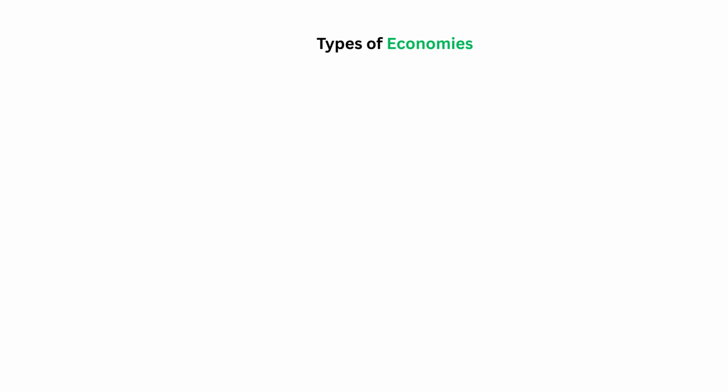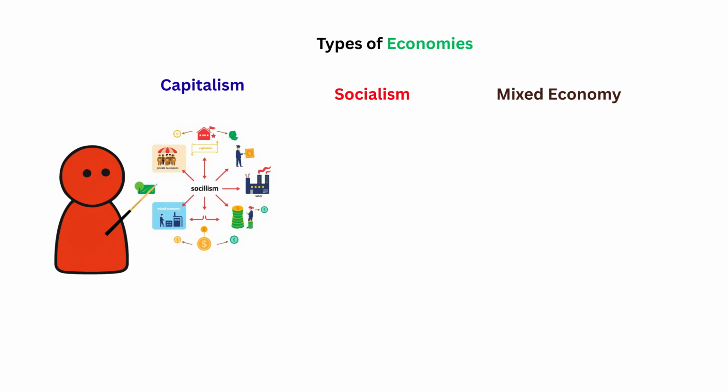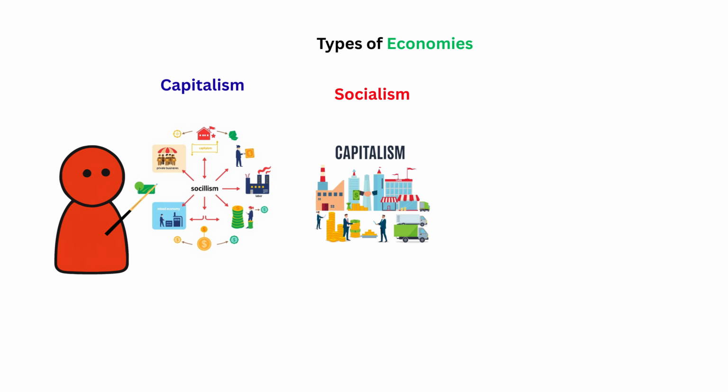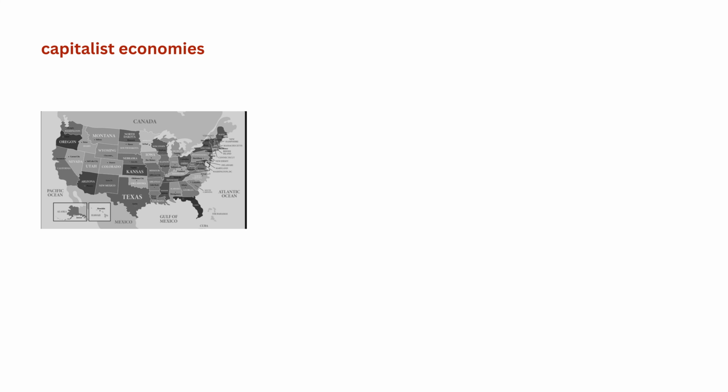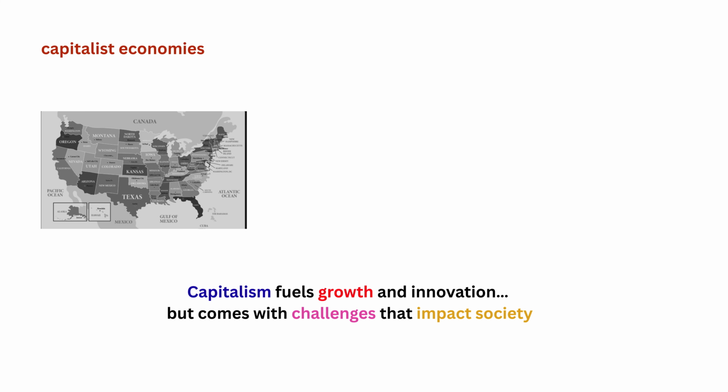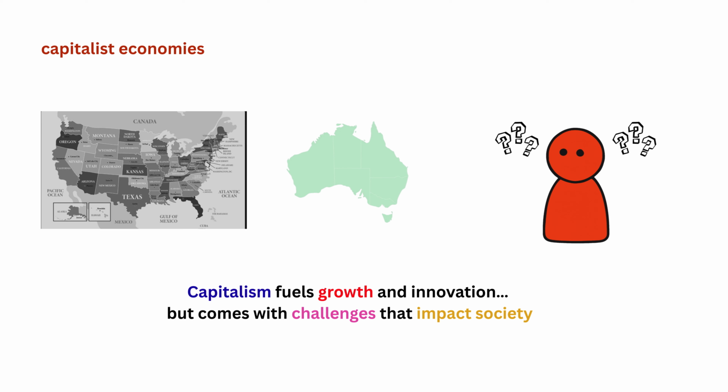Types of economies. The type of economic system a country adopts determines how the resources, like land, labor, and capital, are managed. The most common economic systems are capitalism, socialism, and mixed economies. Capitalism. In capitalist economies, the production and distribution of goods and services are largely owned and operated by private individuals or corporations. The goal here is profit maximization. Capitalism tends to encourage innovation and competition, but it can also lead to wealth inequality, where the rich get richer while the poor get poorer.